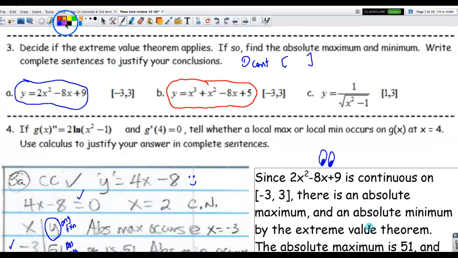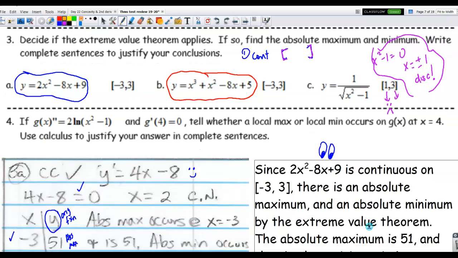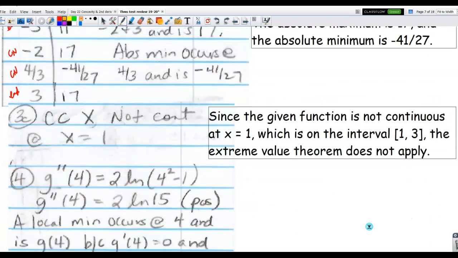And then the third function, we have danger, danger. We can't let the denominator be 0, so I'm going to set x squared minus 1 equal to 0. And I get x equal to plus or minus 1 where there are going to be discontinuities. Now, the condition of the extreme value theorem is that I must be continuous on the closed interval, meaning I have to be continuous at 1 and I have to be continuous at 3. I'm not continuous at x equal to 1 based on my work that I just did right here. Therefore, the extreme value theorem does not apply. And that's what I wrote up here.